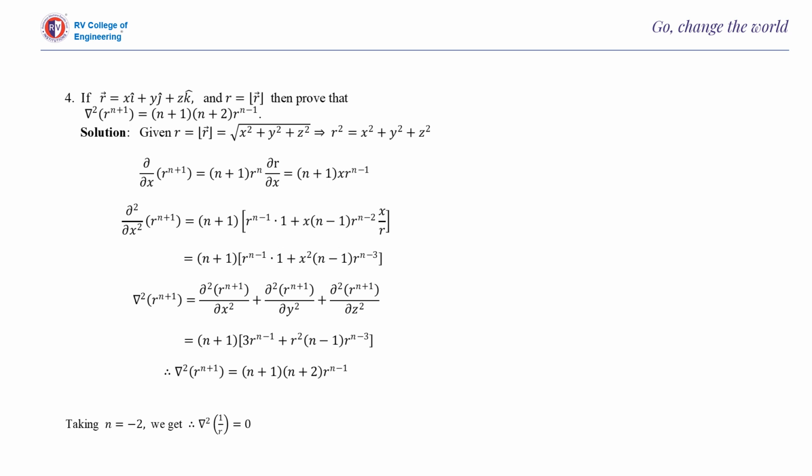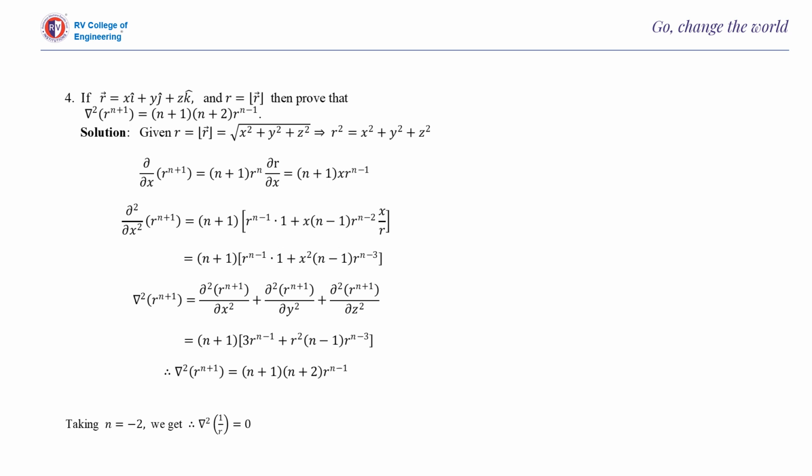So when you differentiate this with respect to x, dou r by dou x, you will get x by r. If you differentiate it with respect to y, dou r by dou y is y by r. And if you differentiate it with respect to z, you will get z by r.